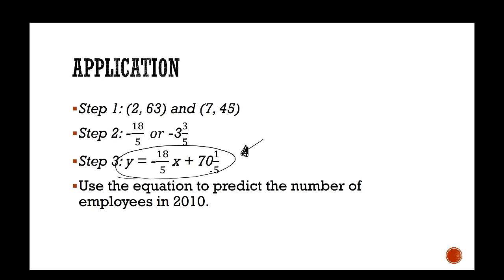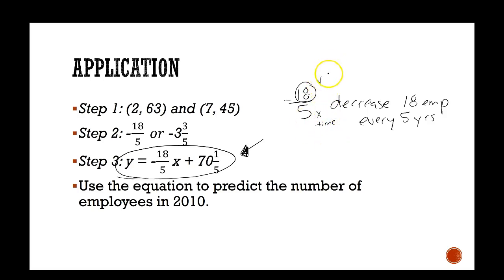Okay. And what this slope is telling you, this negative 18/5, well, that's telling me that it's going to decrease about 18 employees every 5 years. Okay, because remember, we're y's over x's. So your x is your time. So time's always on bottom. Y was, in this case, talking about the number of employees. Okay, so that's just kind of a side note, but think about that. Think about, what do these numbers mean, and can I interpret them?